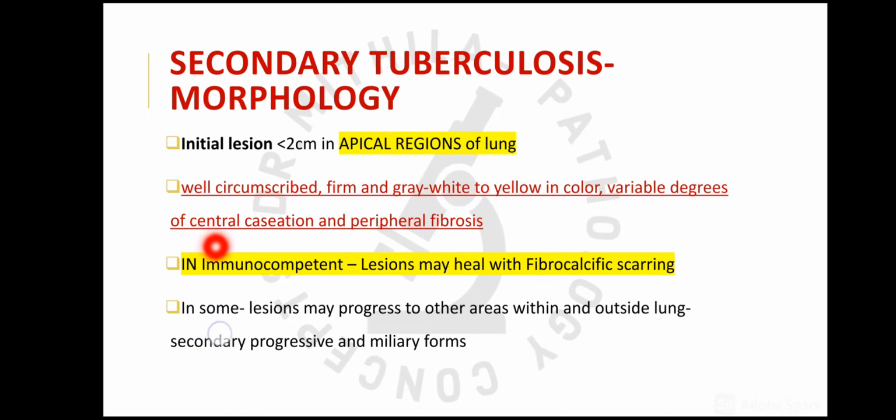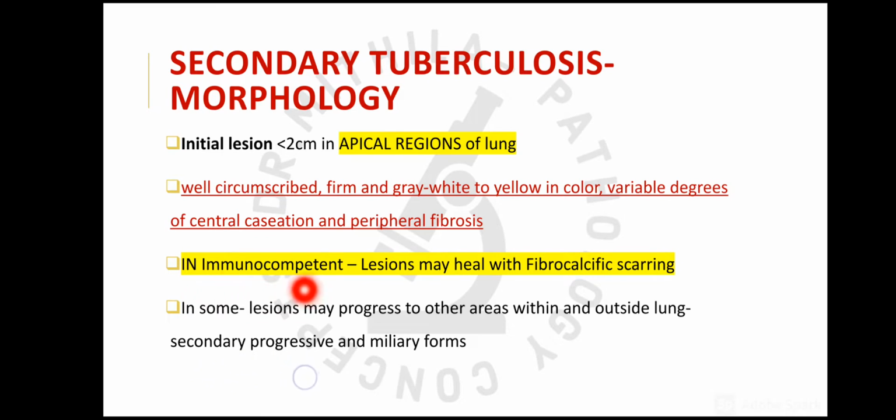The lesions are cavitary lesions. Well circumscribed lesions with a firm grey white to yellow appearance, and there is a lot of caseation there, and there will be peripheral fibrosis. These lesions are generally walled off, and hilar lymph node involvement is very uncommon in comparison to the primary TB where hilar lymph nodes are commonly involved.